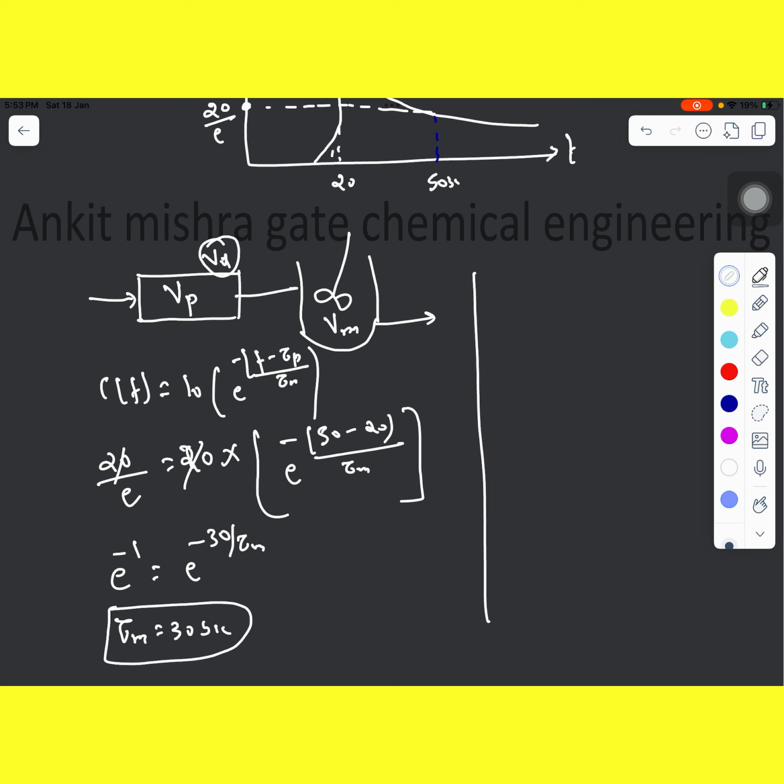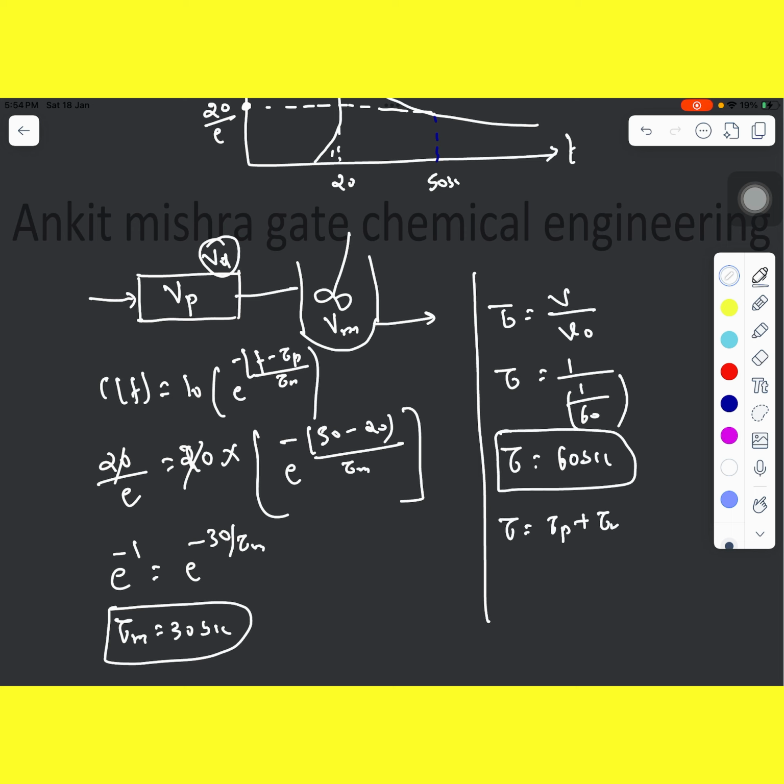Now the total residence time you can calculate as V divided by V0. So tau is V, that is 1, by 1 by 60, so the total residence time is 60 seconds. Out of this total time, tau can be written as obviously tau P plus tau M plus tau D. This one is 60, that is equal to 20 plus 30 plus tau D. The value of tau D can be calculated as 10 seconds.